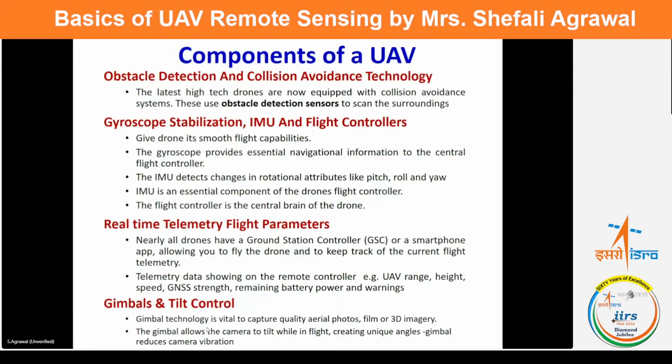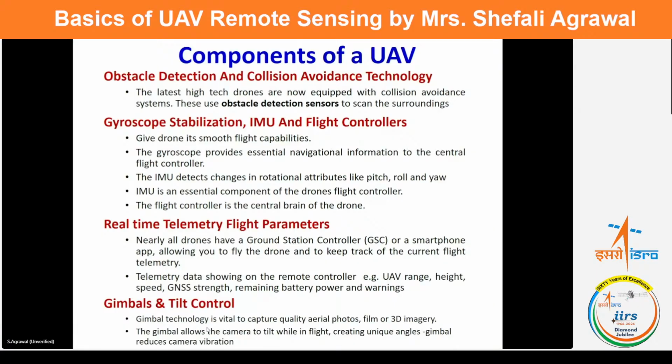The other components, which I already talked about, are gyroscope stabilization, the IMU, and flight control. A normal drone for photography, the cheaper versions, may not have these, but when we use drones for remote sensing applications, the gyroscope stabilization and the IMU are essential components, which provide the essential navigation information and maintain the stability of the platform, right?